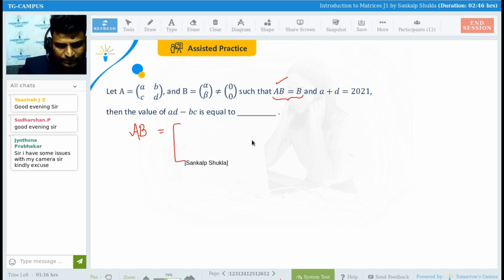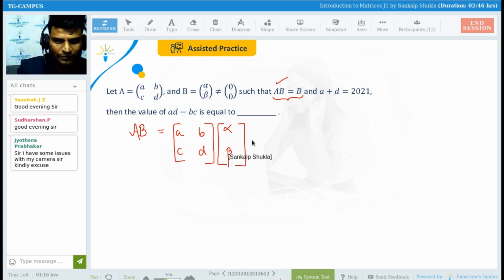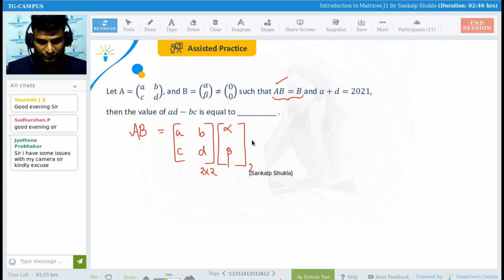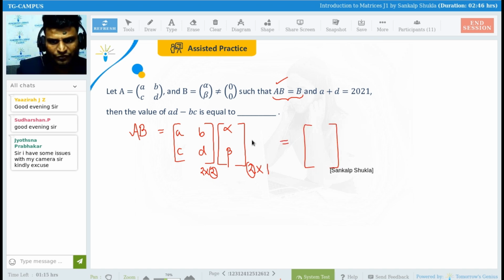Okay, so AB will be what? We have this matrix A, B, C, D, and we have this matrix alpha, beta. So 2 cross 2 is there, and alpha, beta is 2 cross 1, sorry. 2 rows are there and 1 column is there. Yes, multiplication is possible, and 2 cross 1 will be the order of the product matrix.